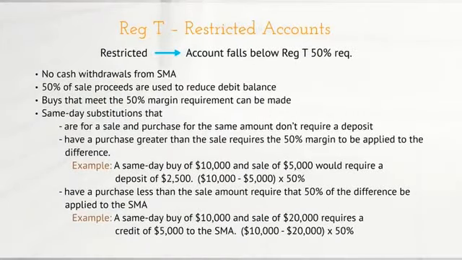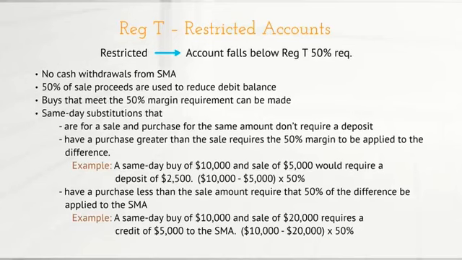Now, when we fall below our 50% Reg T requirement, we become a restricted account. Now, this isn't going all the way down to the maintenance margin of 25%, where your securities start to get sold off. It's below the 50%, and we become a restricted account, which means there's a little bit more risk in the account, so there's a few changes that happen. First of all, there's no cash withdrawals from your SMA anymore, and 50% of any sale proceeds are used to reduce your debt or your debit balance. And any buys that you make are subject to the 50% margin requirement, which is actually no change.